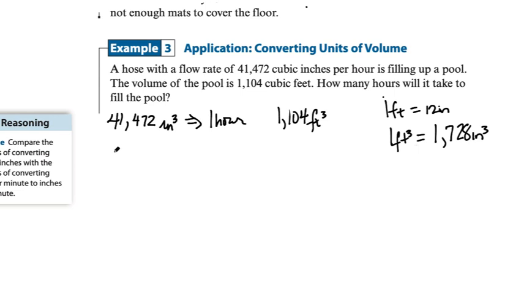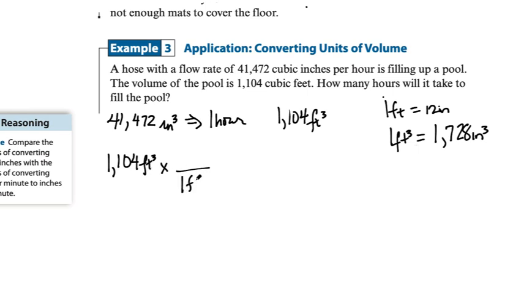Let's break it down. So we know that our pool starts off with 1,104 cubic feet. We want to change those cubic feet into cubic inches because that's what makes sense given the fact that we know how many cubic inches can be filled in 1 hour. So that transfer is going to look like this. We're going to use this relationship here. We're going to write it as a fraction to get rid of what we don't want. We don't want cubic feet any longer.